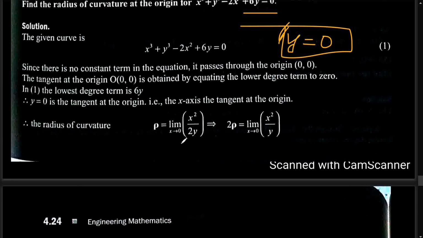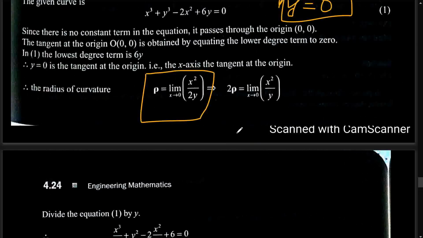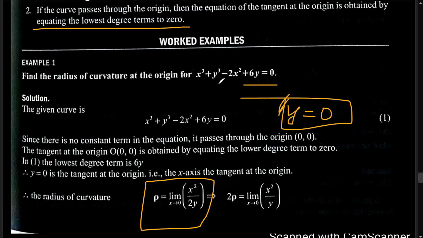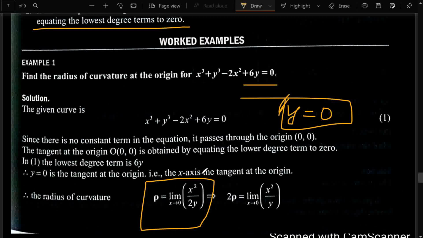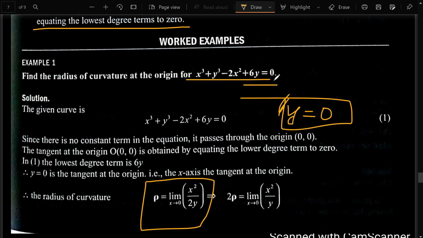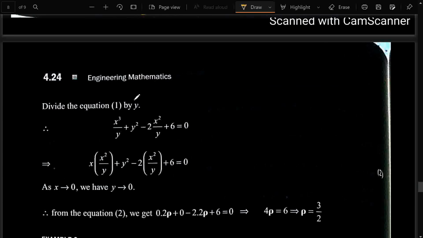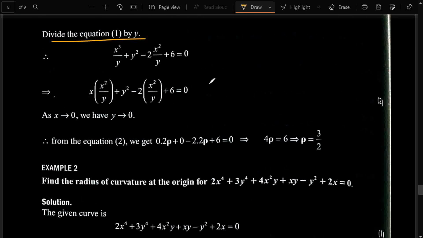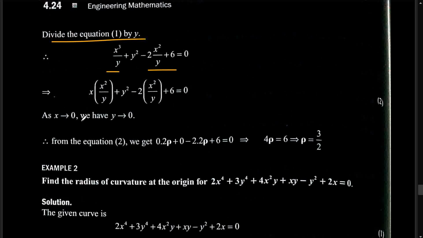So now we know that for x-axis as a tangent, this is the formula: limit x tends to 0, x square by 2y. Now if you see the equation, there is no term like x square by 2y. Nothing is there, so we have to make it. To make it, we have to divide the equation by y. Just divide the given equation by y, and you get this. And here there is x square by y present, so take out x. So it's done here. Now at origin, x should be 0, y should be 0.